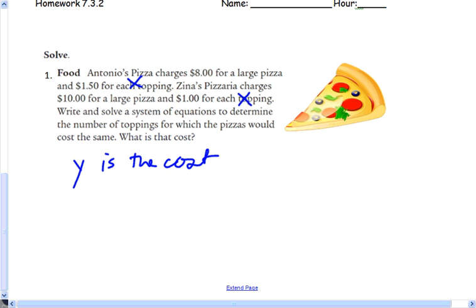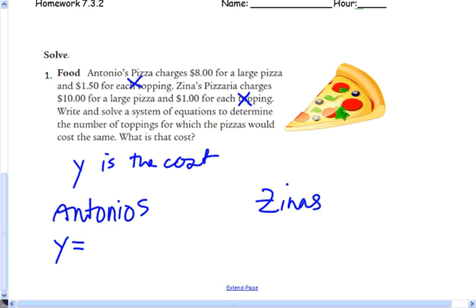And we have 2 pizzerias. We have Antonio's and we have Zena's. Antonio's charges $8 for a large pizza and $1.50 for each additional topping. So the cost at Antonio's, y, is $8 plus $1.50 per topping. So we're going to multiply $1.50 times the number of toppings plus $8 for that one.